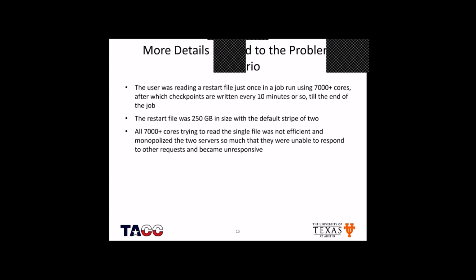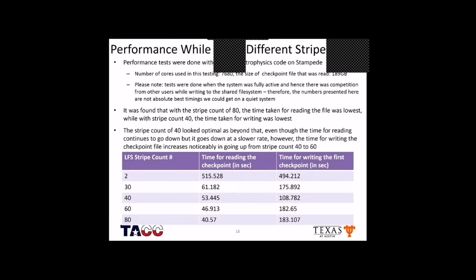To give you more perspective about the problem scenario, when the user was running the FLASH code, they were reading a restart file just once in a job, and then writing multiple checkpoints every 10 minutes. And as I said, they were running with more than 7,000 cores. The restart file was 250 GB in size, and by default, on Scratch on Stampede, the stripe count is 2. So that was the scenario.